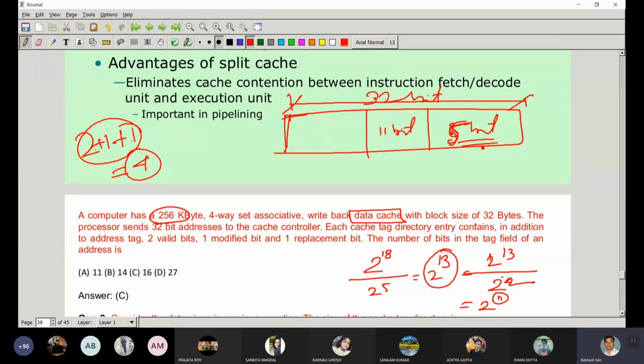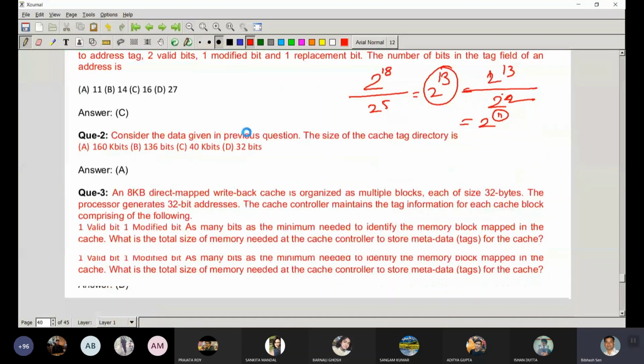Now 5 plus 11, how much? 16. Am I correct or wrong? Yes, sir. The total is 32. So 32 minus 16, that comes out to be, the tag is 16. In addition to the remaining 4 more bits. So the tag size becomes actually 16.